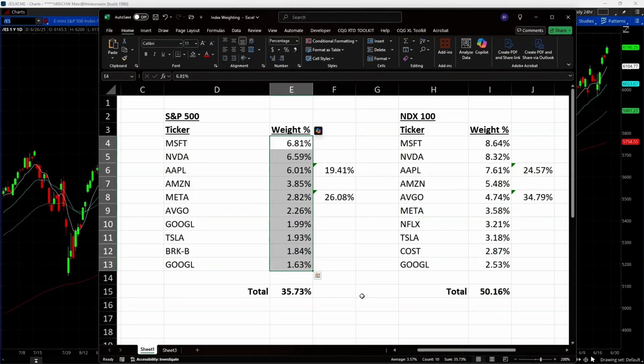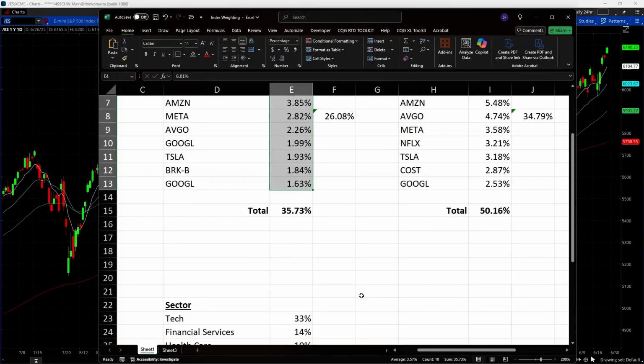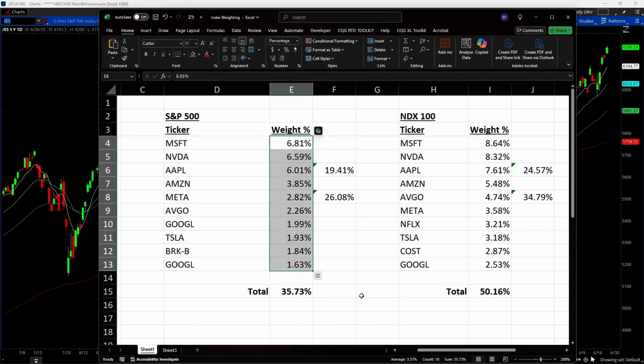Just for yourselves to understand, technology, or tech, is 33% of the S&P by weight. It is the highest weighted sector in the S&P. So if you're going to trade the S&P and you don't know where the NQ or the NDX or tech is, you are doing yourselves a disservice. Let's go a little bit deeper to understand what I mean.